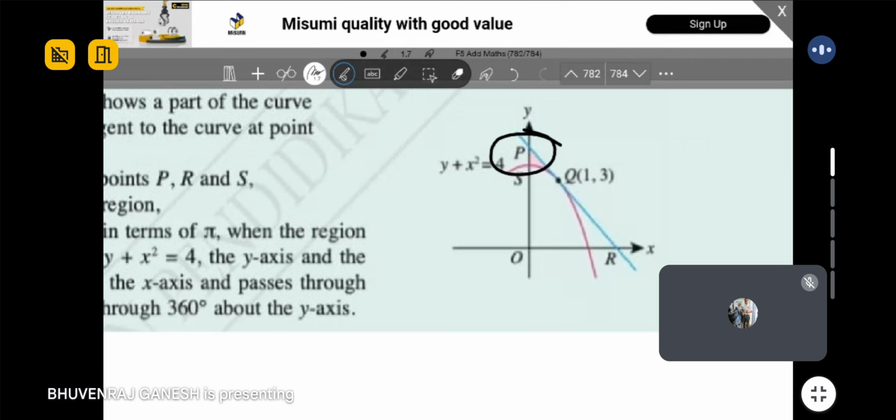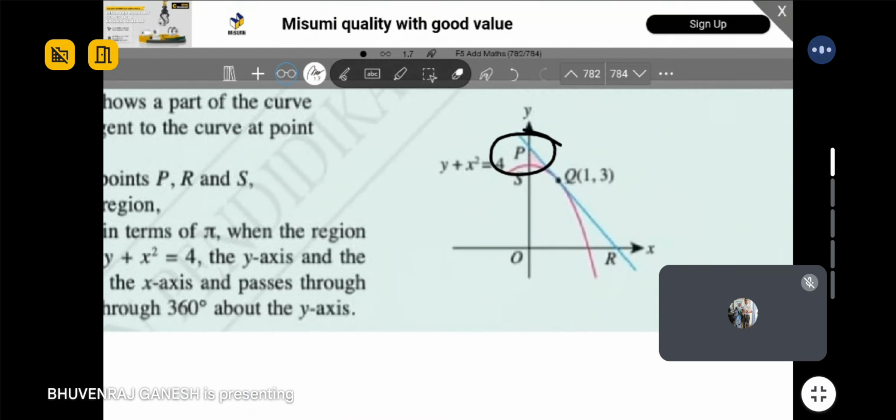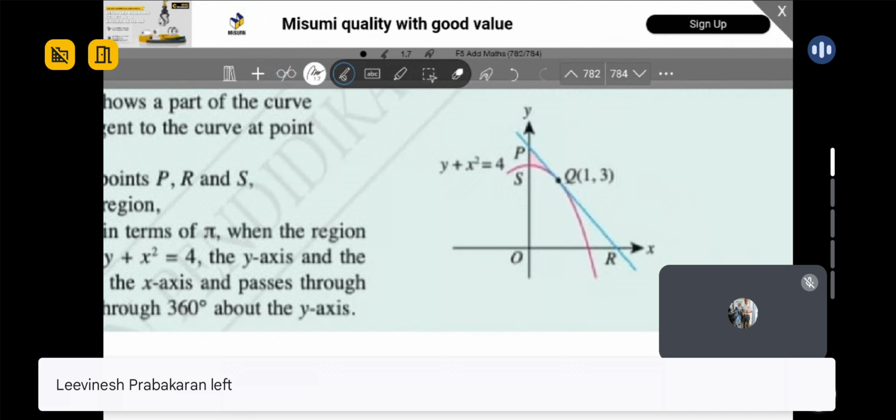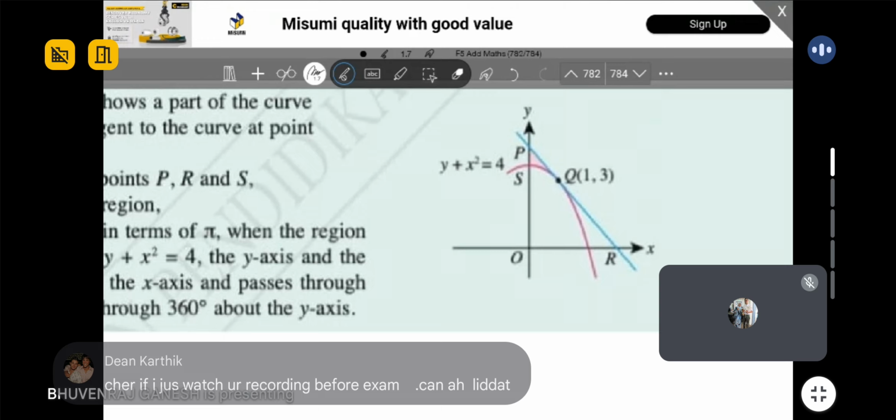Okay, but you must find the equation first of the straight line. Okay guys, so can you check and see this straight line, right? What do we call this line? Ada satu nama untuk garis ni. Anyone know? Start with letter T.